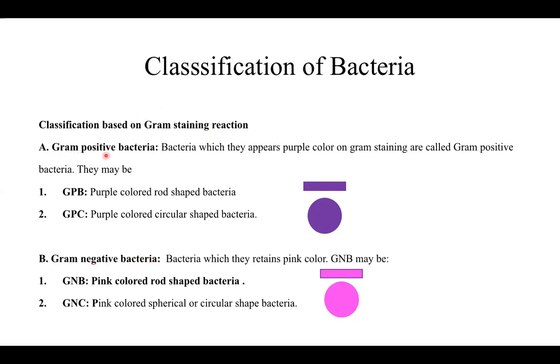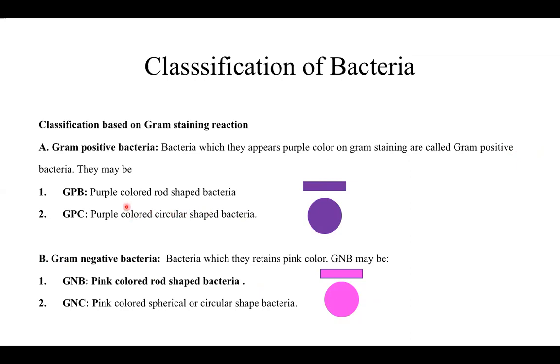Those bacteria which retain the color of the primary stain, that is crystal violet, and appear purple, are known as Gram positive bacteria. While those bacteria which retain the color of the counterstain, that is safranin or neutral red, and appear in pink color, are known as Gram negative bacteria.